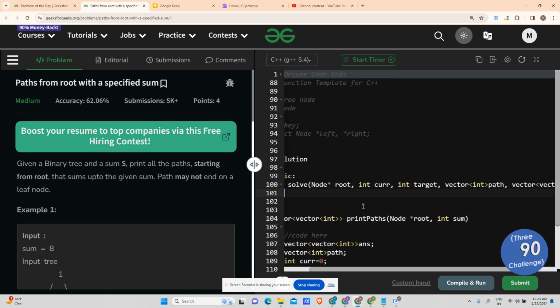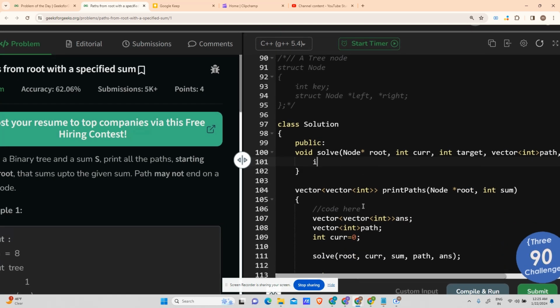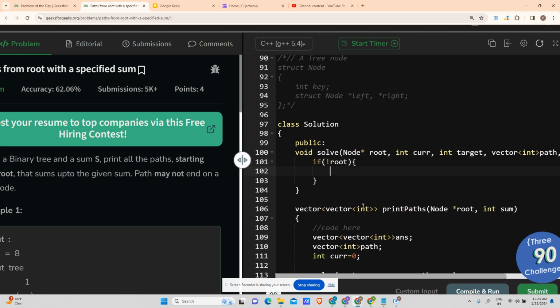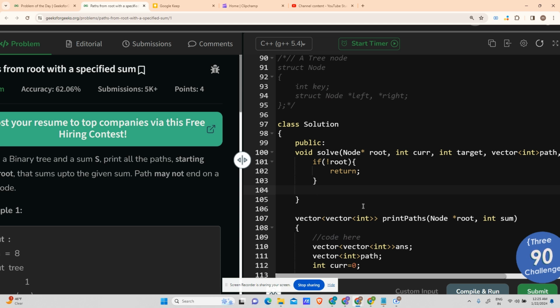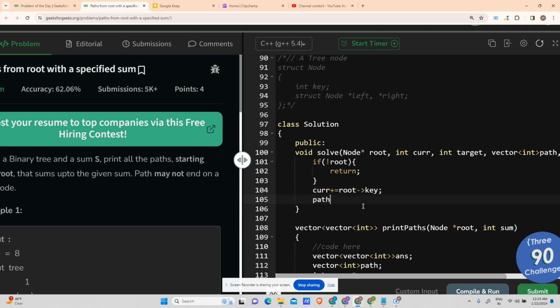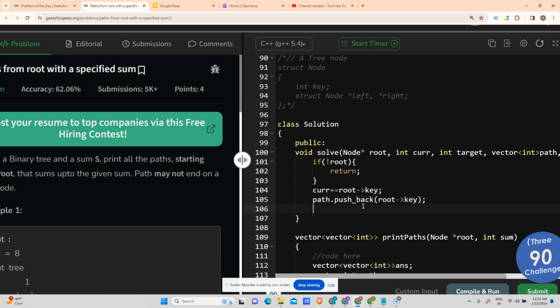Now solving it. So my first condition is if my root is null, nothing is possible. If my root is null, how can I push it into a path? In that case, simply return, because it's a void type, it doesn't return anything, just marks the exit from the function. Now my cur would get incremented by root's key, and my path will get updated by root key. Push back root key.